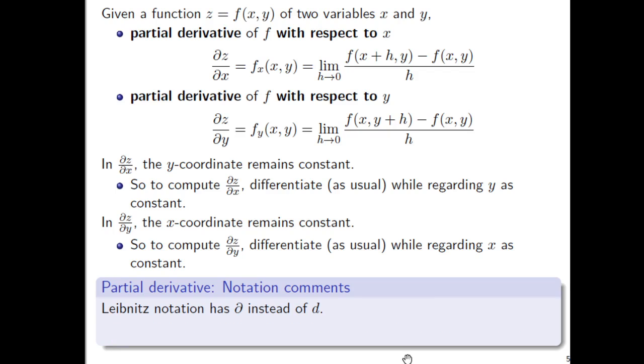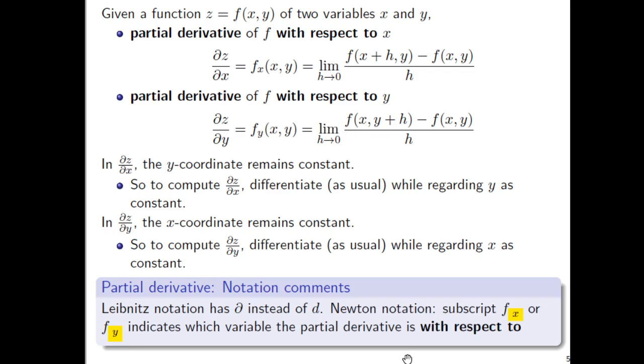It's just meant to, more than anything, let us know that we need to be a little cautious, a little bit careful when computing a partial derivative instead of a regular derivative. But you'll see that the process is very, very similar. And then the Newton notation, instead of a prime, you have a little subscript because we need to indicate here as well what variable with respect to. So the little subscript, the little x or the little y that's highlighted yellow, that indicates which variable the partial derivative is with respect to.